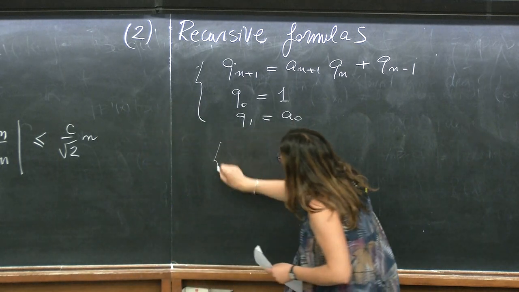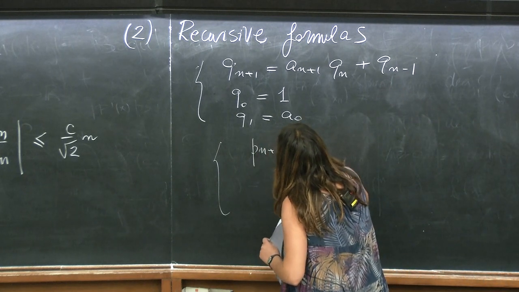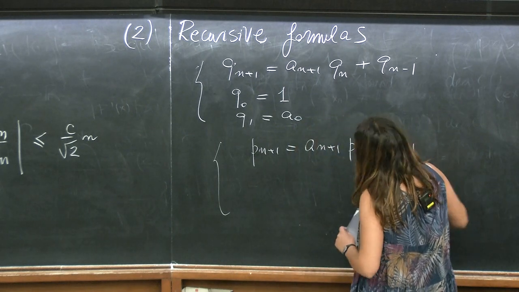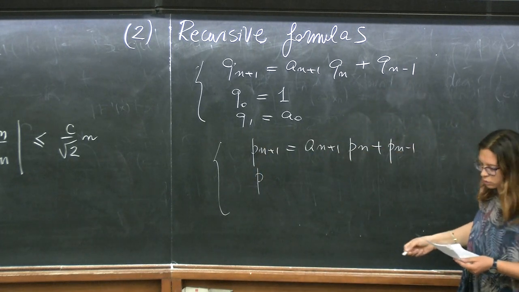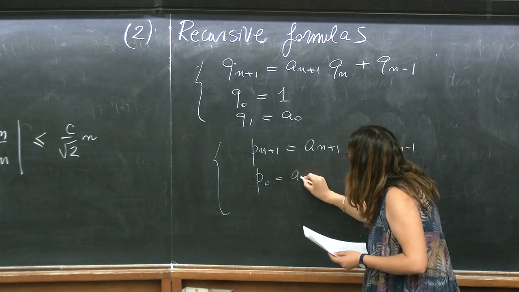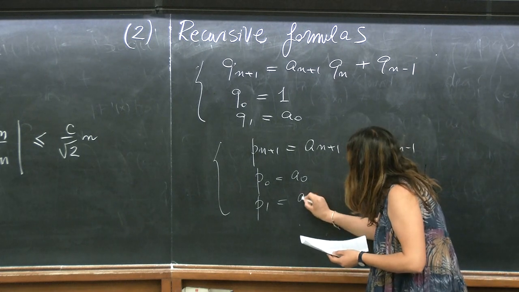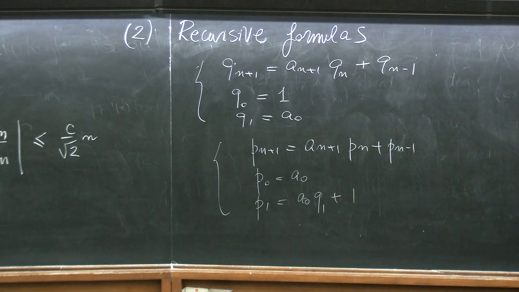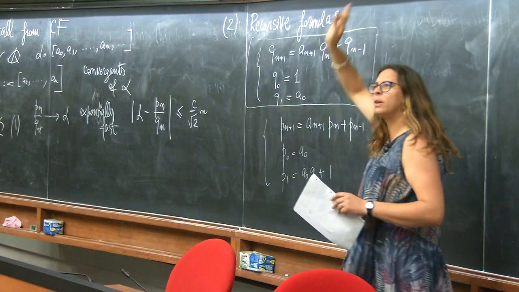And the Pn satisfy actually the same recursive formula. So Pn plus 1 is also equal to An plus 1 Pn plus Pn minus 1. The same formula, but different initial conditions. So you want to take P0 to be A0 and P1 to be A0 Q1 plus 1. Okay? Doesn't matter so much. Just a recursive formula. Actually, I don't need the P's. I will just need the Q's. Have you seen this when you did continued fractions?